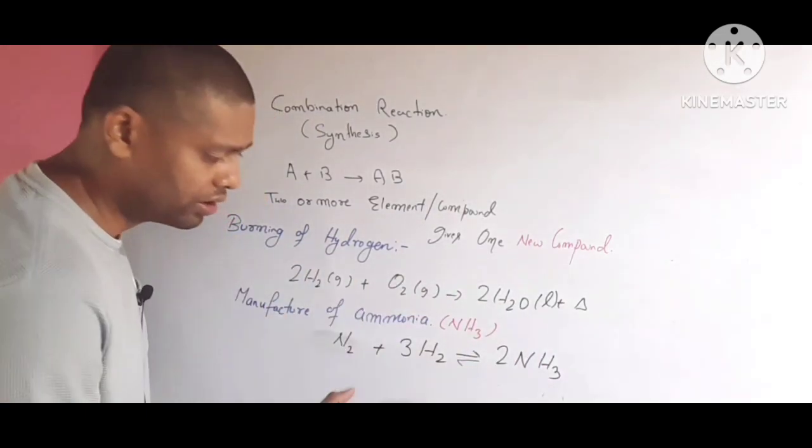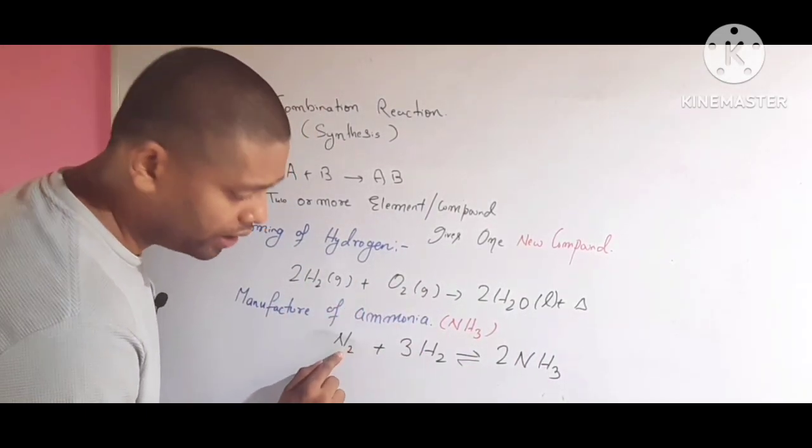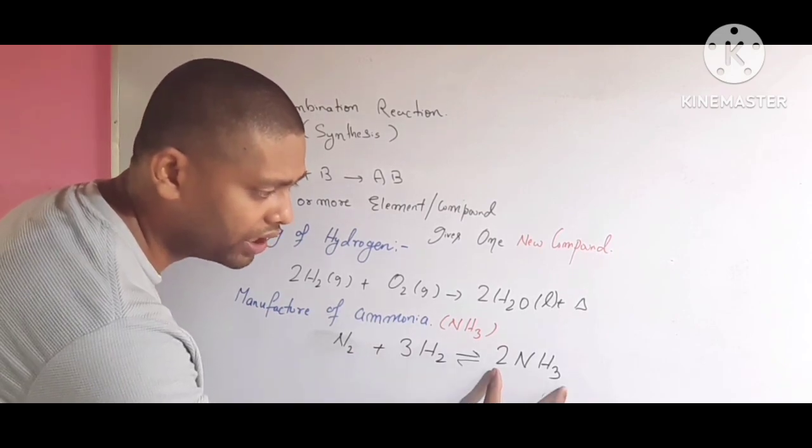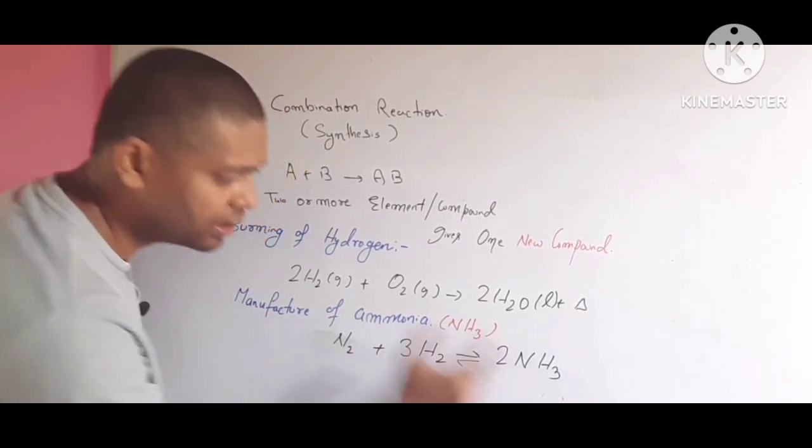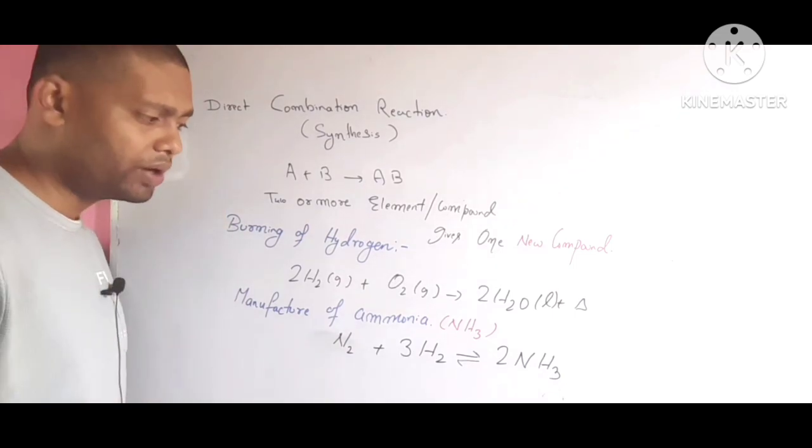Okay, so now coming back to the topic. Nitrogen and hydrogen combine to get ammonia. See, again only one product, only one compound, so it's a combination or synthesis reaction. You understand what I'm trying to explain?